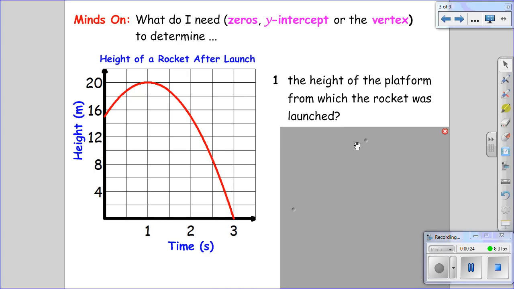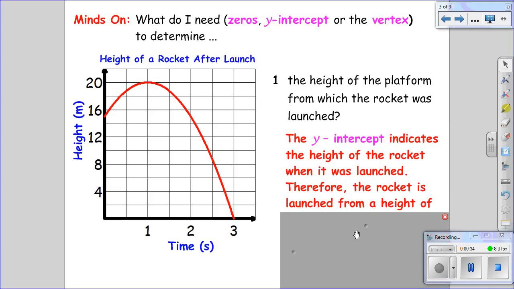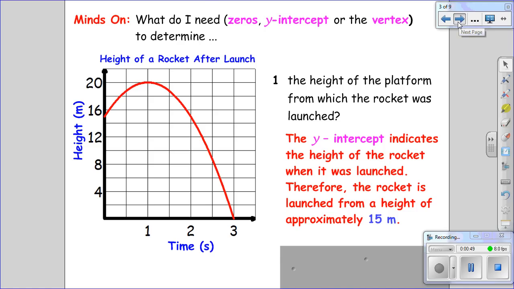If I want to know the height of the platform from which the rocket was launched, well, the rocket's launched when time is 0. So what does that tell me I need? It means I need the y-intercept. And if I had the equation, I would want the standard form equation because that's the only one where I can read that off easily. And if I look at the graph, I'm increasing by 2's for my height, and it looks like it is launched from a height of approximately 15 meters.